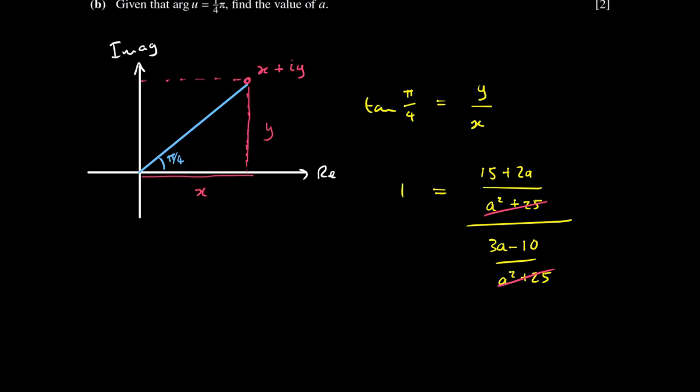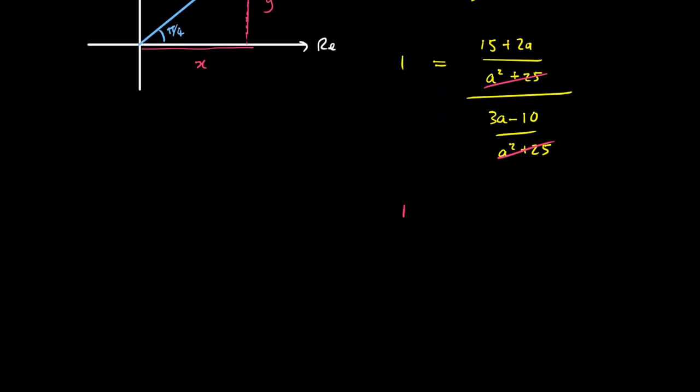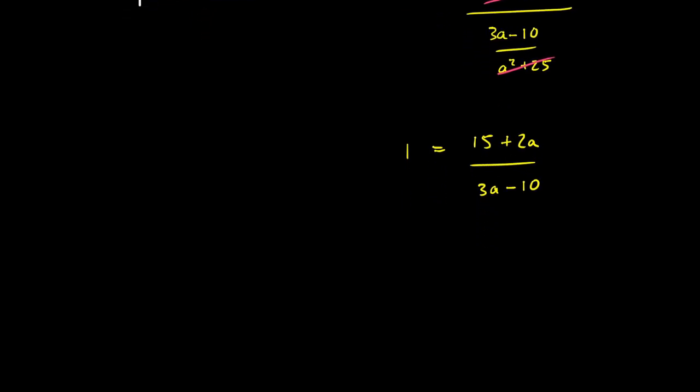Okay, and then if we were to simplify that, that means that what we've got is, beg your pardon, 1 is equal to 15 plus 2a over 3a minus 10. So if we multiply both sides by 3a minus 10, we get 3a minus 10 is equal to 15 plus 2a. I'm going to subtract 2a from both sides, so I get a. If I add 10 to both sides, I get 25. So my answer for a is 25, and I think that's all we're asked to do. Yeah, that's it.